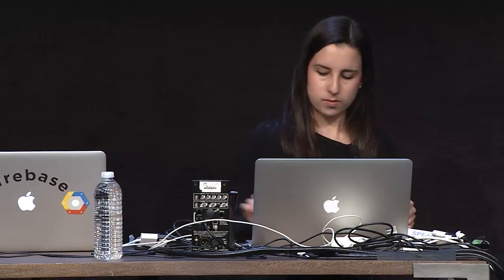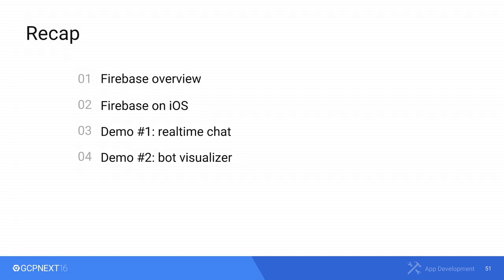So just to recap, this is what we covered. We started with an overview of Firebase. Then I talked about how to get started with Firebase on iOS. And we did one demo of real-time chat, showed you how to update a UI table view with chat messages stored in Firebase. And then we did a second demo with the help from Kathy, thank you, Kathy, to show a bot visualizer app that I built to visualize all of the active Cloud Vision bots and what they're looking at at that point in time.